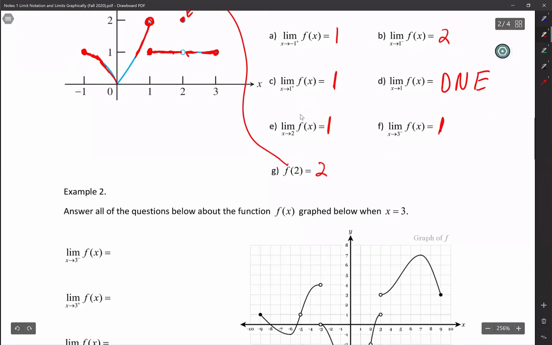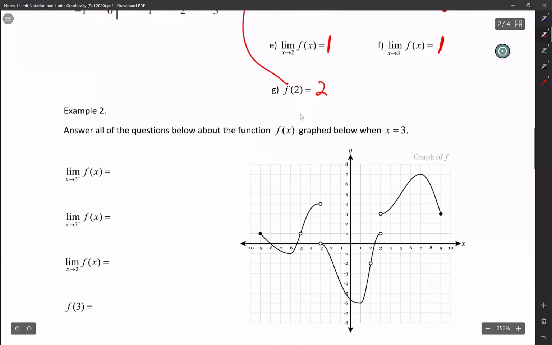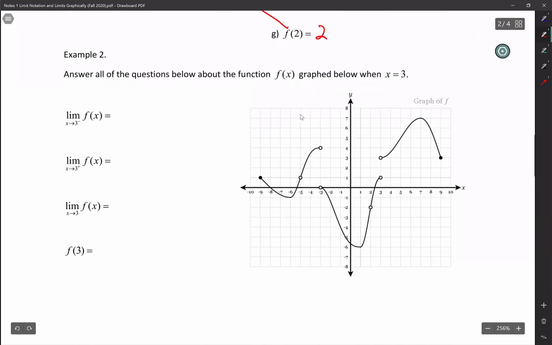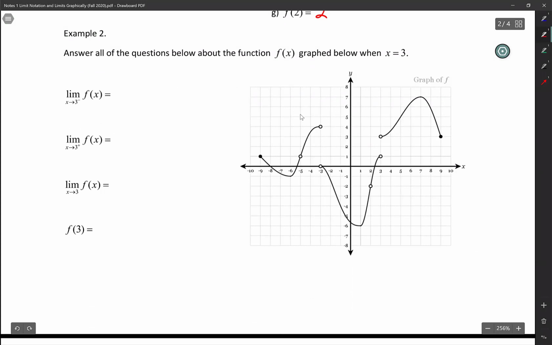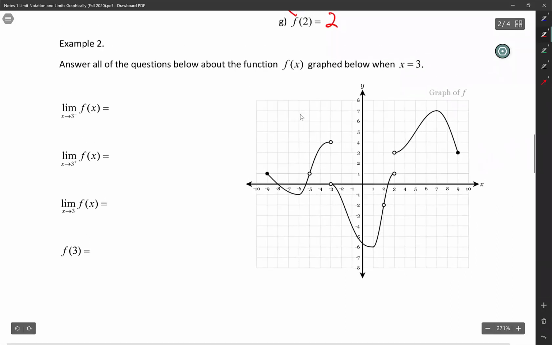All right. So how is it going to look on Delta Math? Here's how it's going to look, guys. You probably recognize the formatting. This function is from Delta Math. Let's answer the questions. They want to know at 3. So limit as x approaches 3 from the left. Here's x equals 3. I look at the graph. If I approach 3 from the left, I'm approaching this hole at 1. So I put 1.